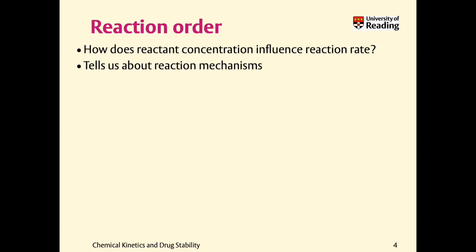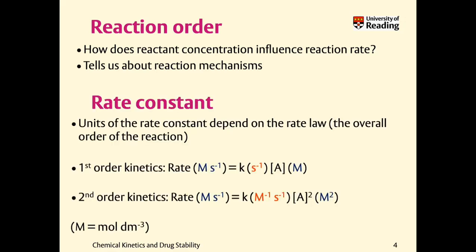So reaction order tells us how the reactant concentration influences the reaction rate. We're going to learn in later lectures how this can tell us something about the mechanism of the reaction. The rate constant, which we determine from the rate law, will have units that depend on the overall order of the reaction. Now, I've mentioned this before, and I'll just show you how that occurs here.